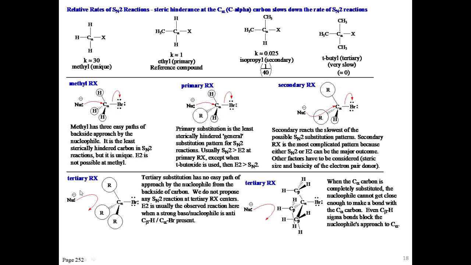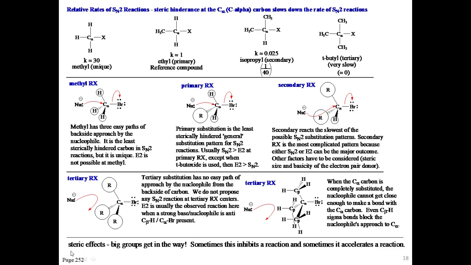But if we go to 3 large bulky groups, I got a lot of electron density in the backside here. The nucleophile is bringing up its electrons and it gets bumped away, can't get in there. And so for tertiary, the amount of SN2 is 0. Okay? We say no reaction. So if you have a minus charged nucleophile base and it's tertiary, your only choice is going to be E2 reaction. Now notice we do have a lot of C beta H's. Here's a C beta H, C beta H, C beta H. So E2 is definitely a possibility, but not SN2.